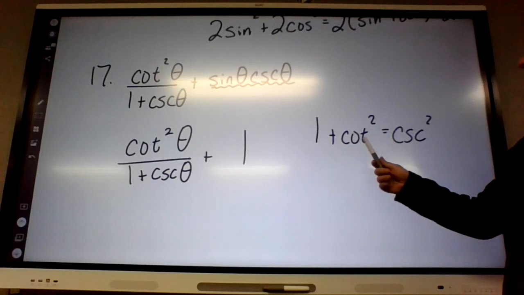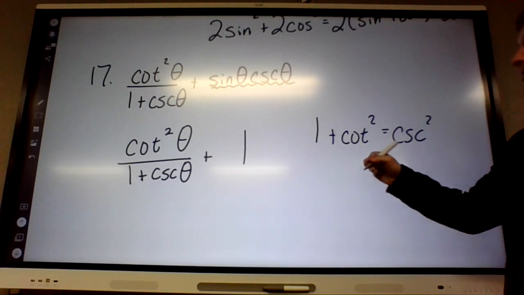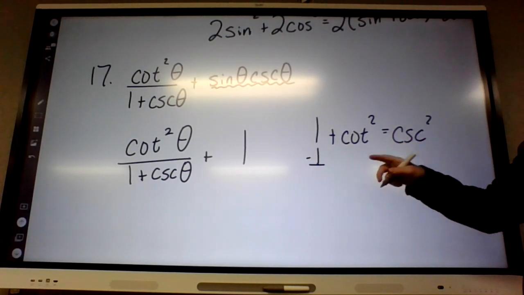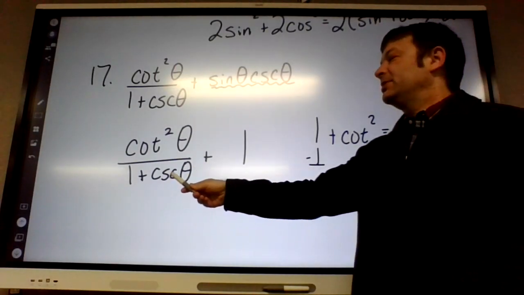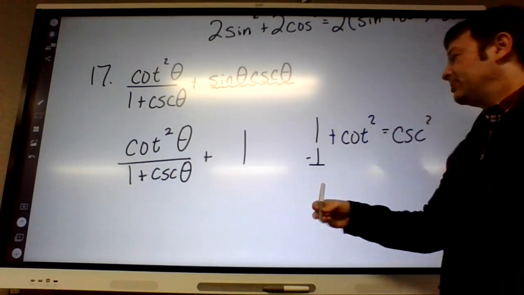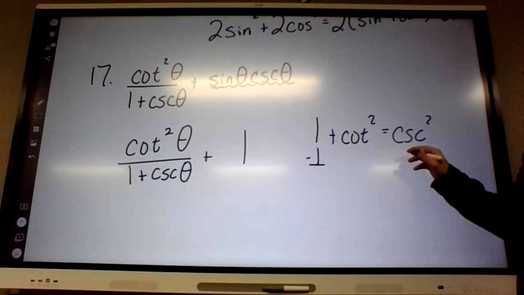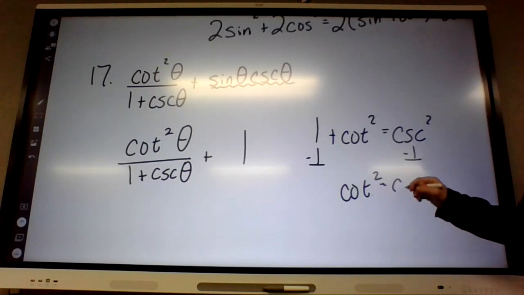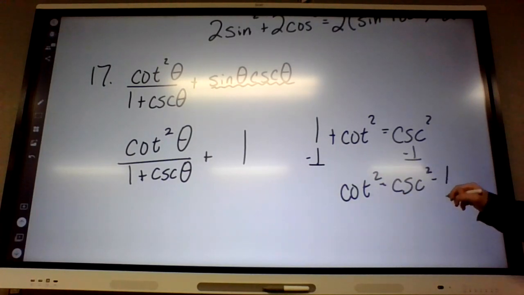So what could I turn cotangent squared into? Cotangent squared equals cosine squared over sine squared. Well, in this case, since there's a cosecant, I'm going to use the cosecant version of this formula. So I'm going to subtract 1. Cotangent squared is equal to cosecant squared minus 1.